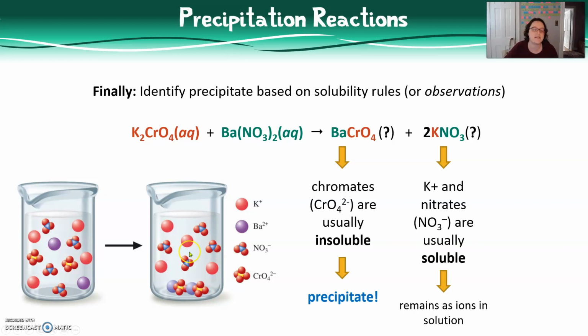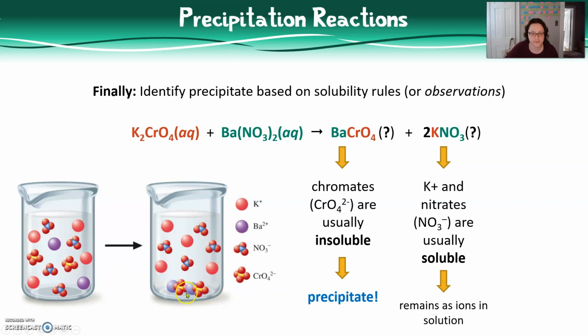In this case, this is just a double whammy of solubility, and this means that the solution will still contain potassium and nitrate ions as they will remain fully dissociated due to their solubility. But the barium chromate will definitely form a solid precipitate and settle to the bottom of the beaker as it is insoluble.